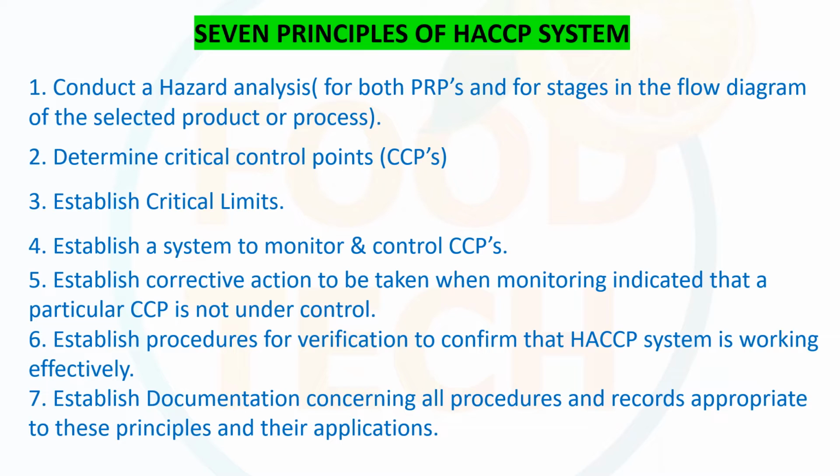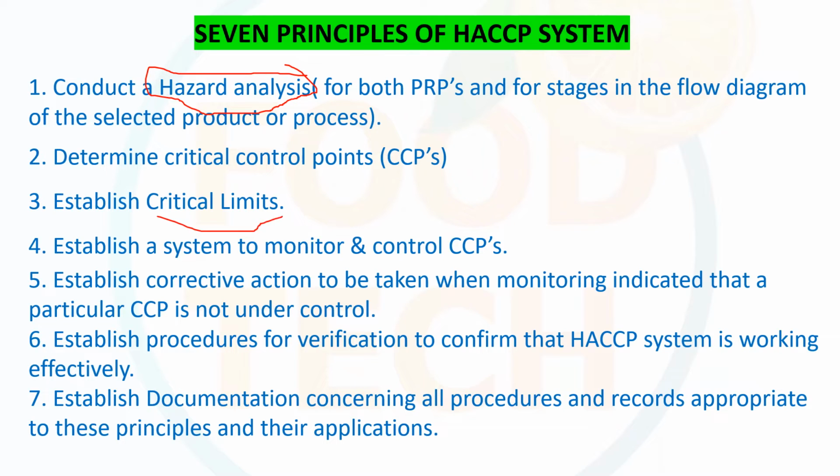So here you can say, barring this for both PRPs and food stages in the flow diagram of the selected product or processes, you can mainly focus on this point, that is hazard analysis. Okay, so this is what you should know about the first principle. Here it is a very short thing, determine critical control points. So this is also something you can know about. You can remember it very easily.